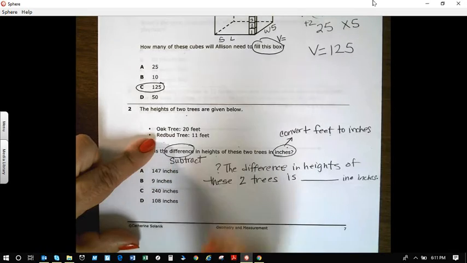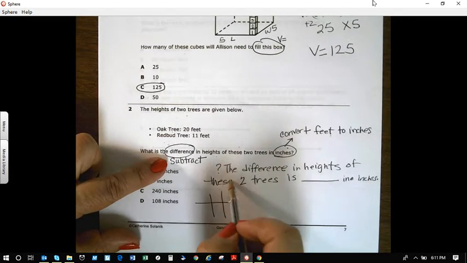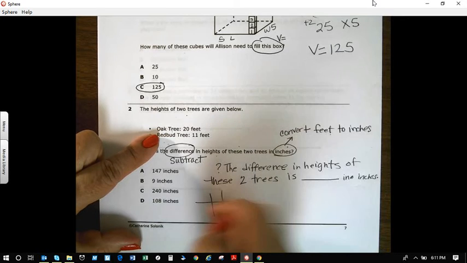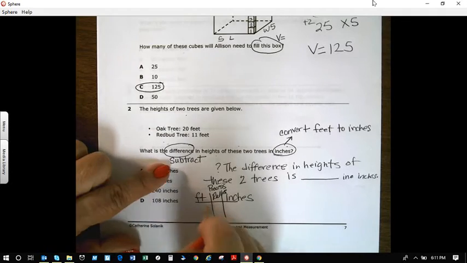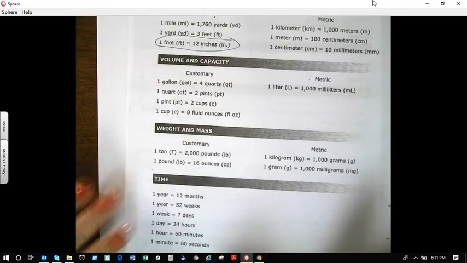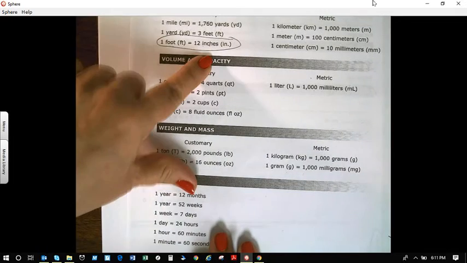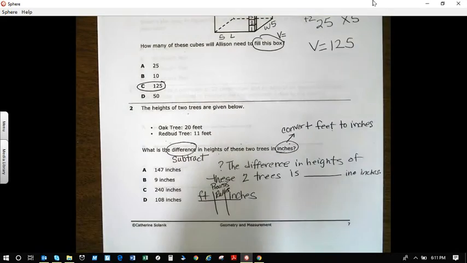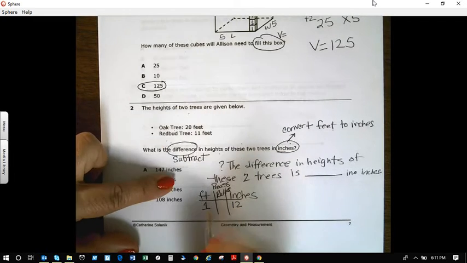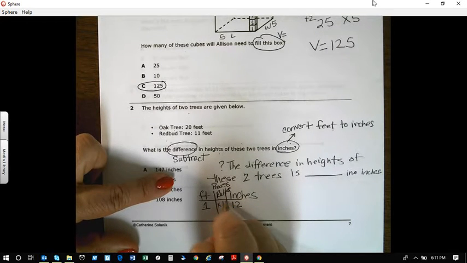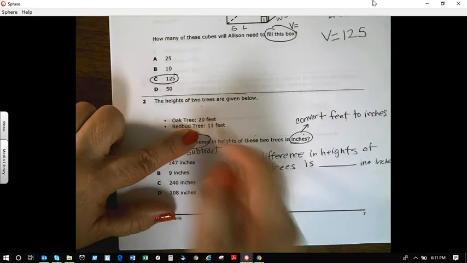Okay. All right, now I'm going to do my input-output table. I have to convert feet to inches. Feet to inches. What's my rule? What's the process? So how are you going to do it? I know, again, you're going to have your handy-dandy chart. I know that 1 foot is equal to 12 inches, so I'm going to write that down. 1 foot is equal to 12 inches. How did I get from 1 to 12? I multiplied by 12.